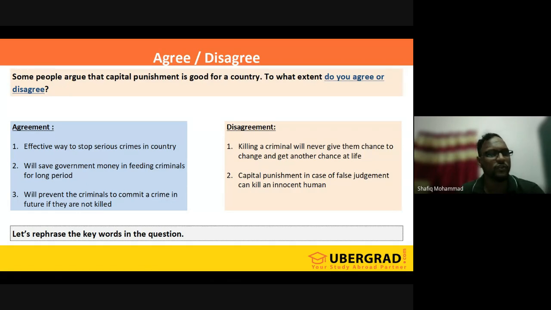Okay. So you're disagreeing. You already wrote about it. I mean, sorry, agreeing that some people will not change at all. That is what you're saying, right? Yes. So capital punishment should be there. Okay. Only the second sentence you need to change a little bit. Otherwise, yes, your agreement is good.